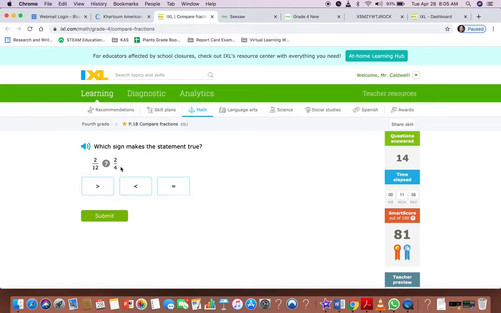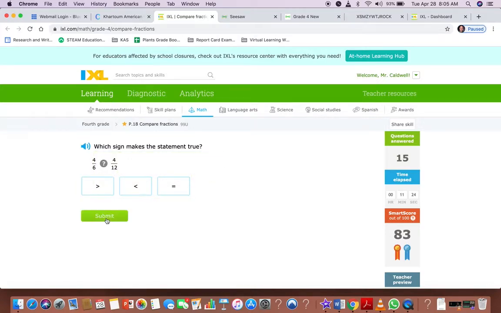Which sign makes the statement true? 2/12 and, now we have to change 4 into 12. So 4 times 3 is 12. 2 times 3 is 6. So it'd be 6 over 12. 6 over 12 is greater than 2 over 12.